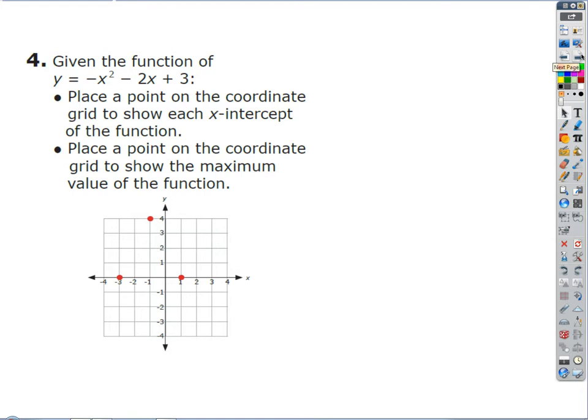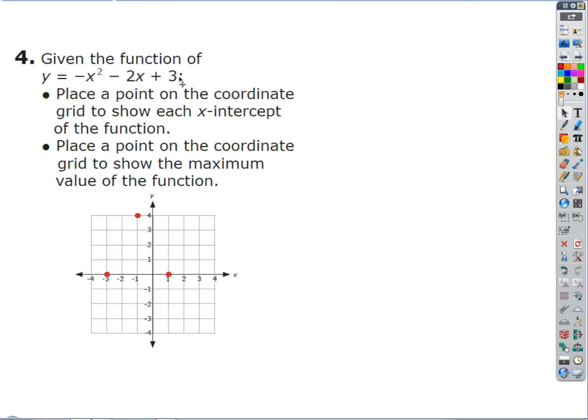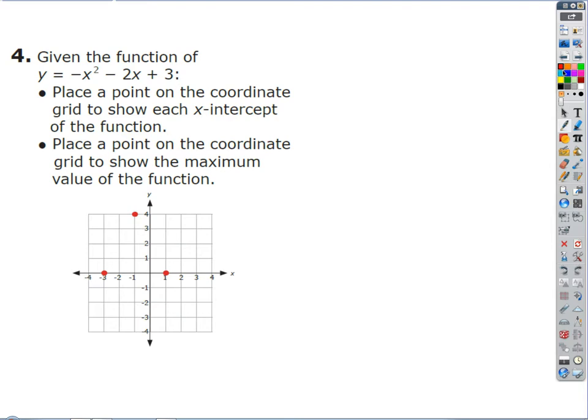Place a point on the max. Okay, so what about this one then? How can we do this? Well, if we just need to find those 3 places, finding the x-intercepts is easy, right? I'm just going to set y equal to 0 and solve, right? The x-axis is where y equals 0, so we would just get the equation. So there's the equation we're going to solve, right?